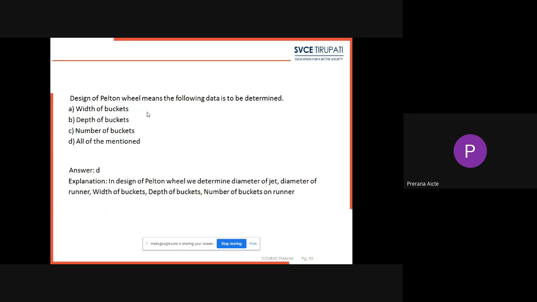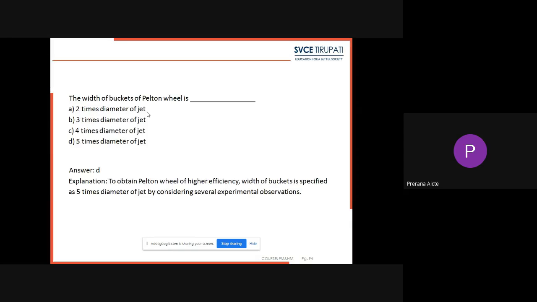Next problem, the design of Pelton wheel means the following data is to be determined. So the data is width of the bucket, depth of the bucket, and number of the buckets. All are required for design of Pelton wheel. Next one, the width of the buckets of Pelton wheel is 5 times the diameter of the jet. Next one, the depth of buckets of Pelton wheel is 1.2 times the diameter of the jet.